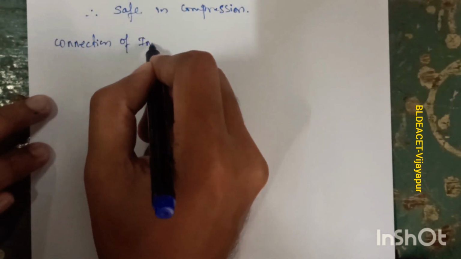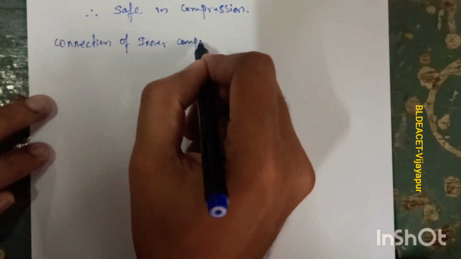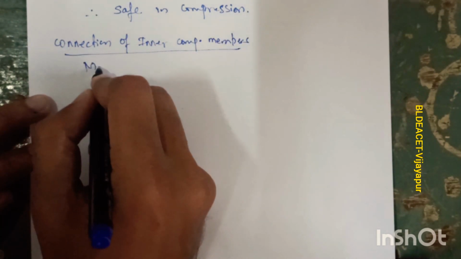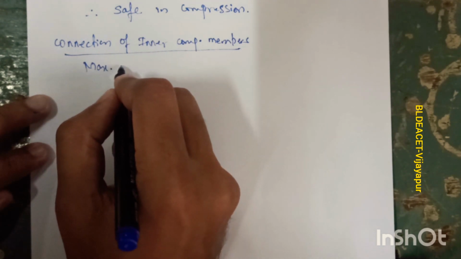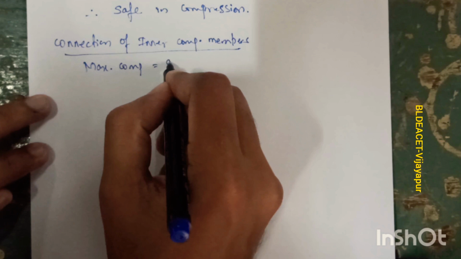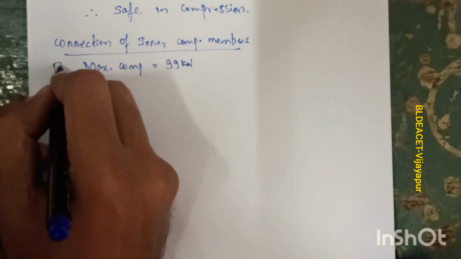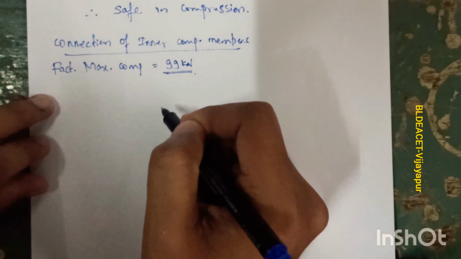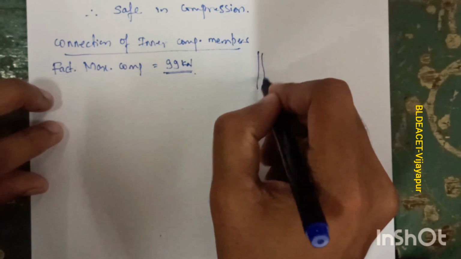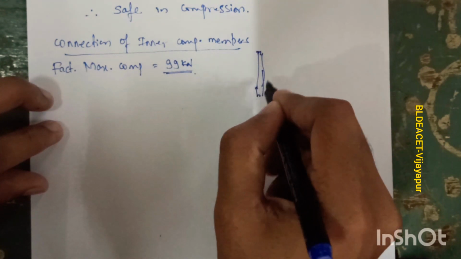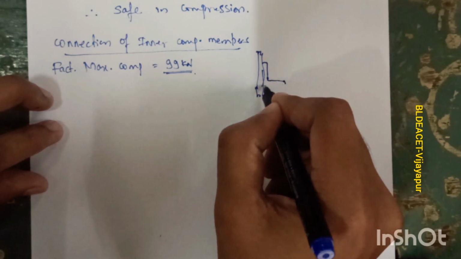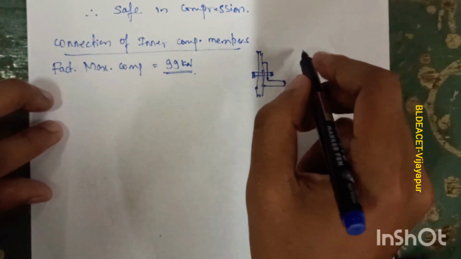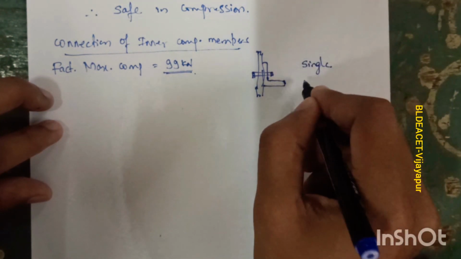Connection of inner compression members. Again they are subjected to a factored maximum compressive force of 99 kilo Newton. The connection also has to be designed for 99 kilo Newton. So now your single angle will be connected to a gusset plate, connected through one leg. So in this case your bolts are subjected to single shear and bearing.